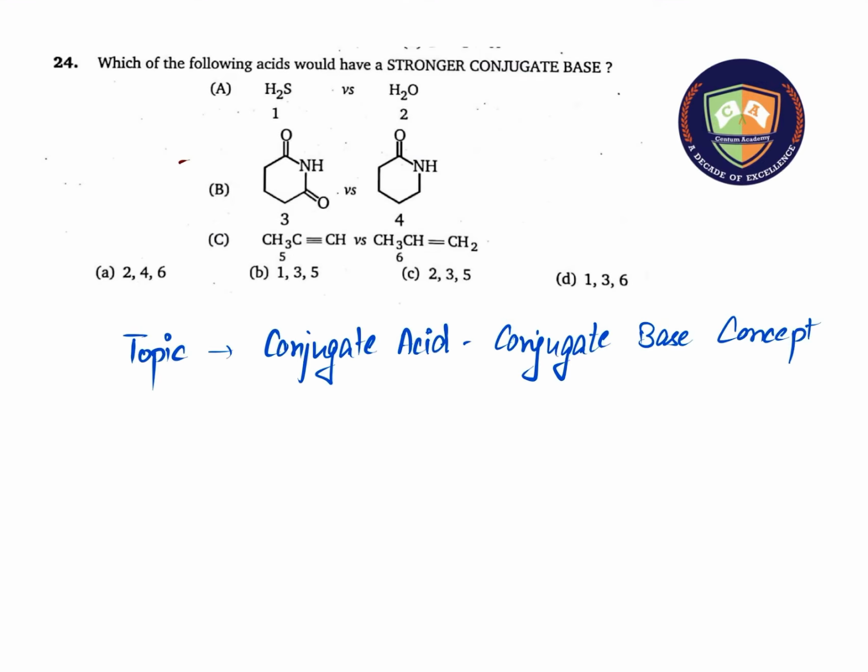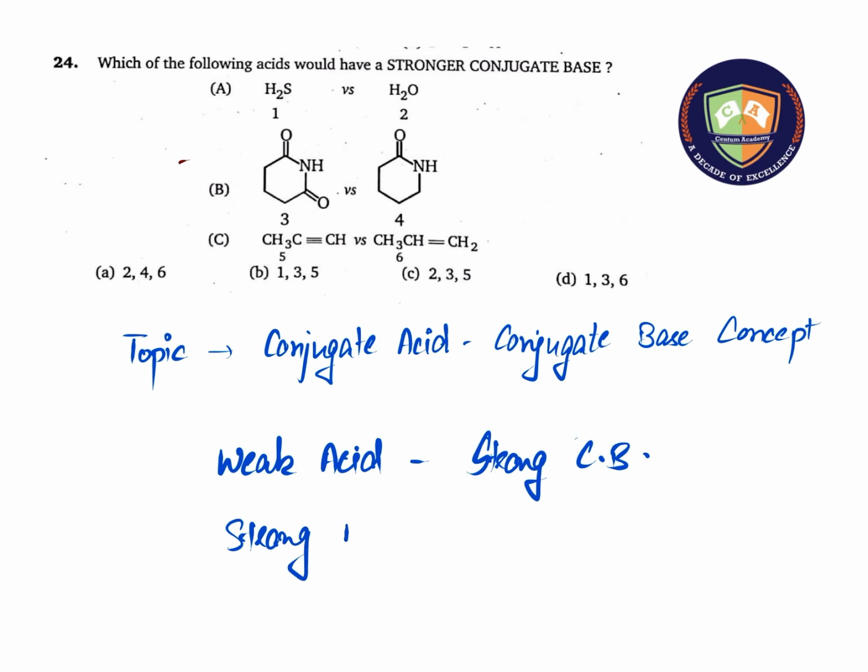This question came from our topic, conjugate acid base concept. In this question, we have to choose the strong conjugate base. A weak acid always has a strong conjugate base, and a strong acid has a weak conjugate base. Weak conjugate base, or we can say stable conjugate base.